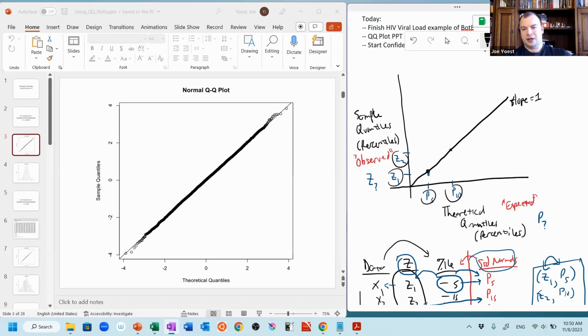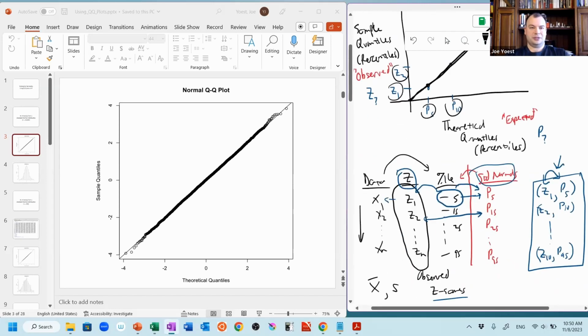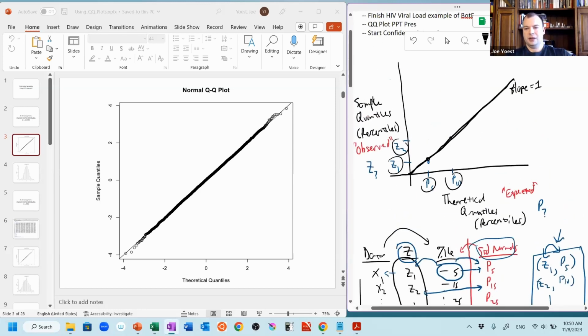Well, what I do is I draw a line. I draw this line with slope 1. That's the theoretically perfect line. And then I plot as a scatter plot on top of this line, this list of ordered pairs. So I might have one that looks like this, and then like this, and like that, right?